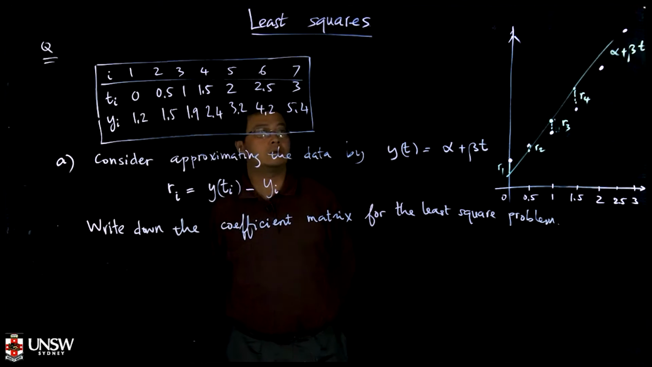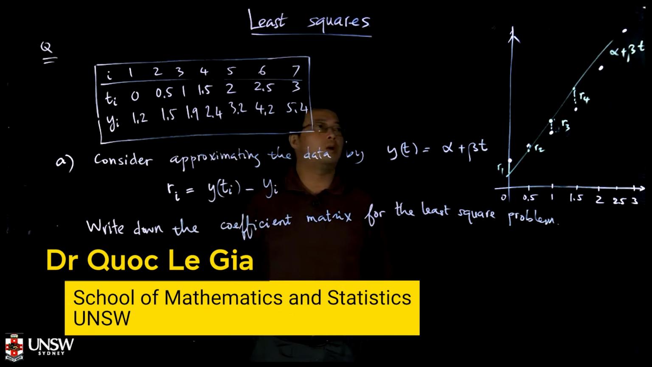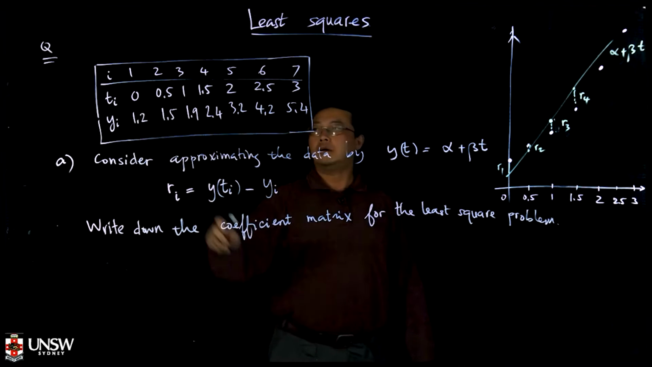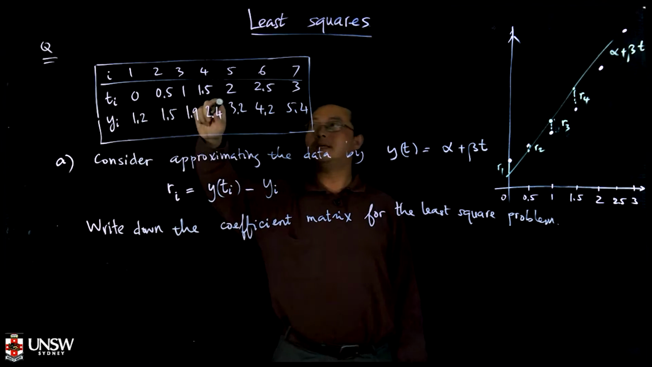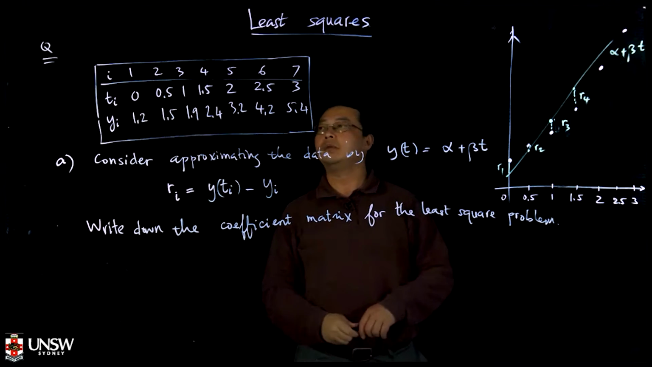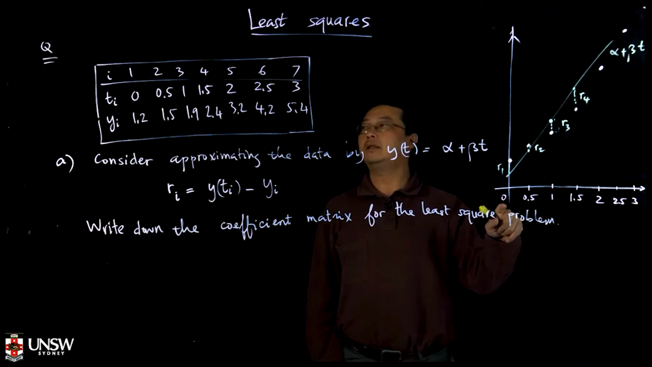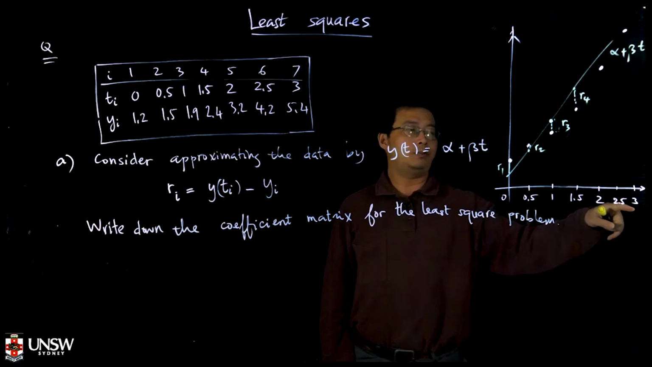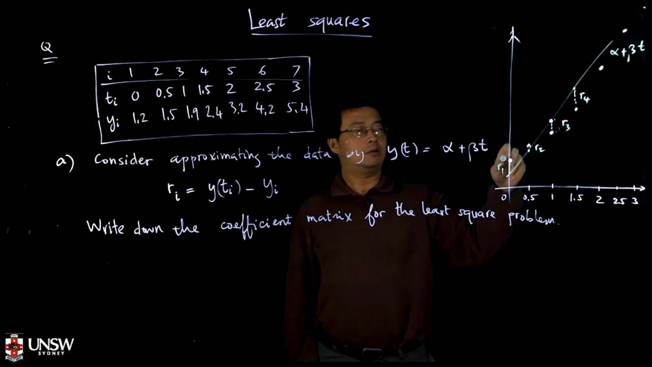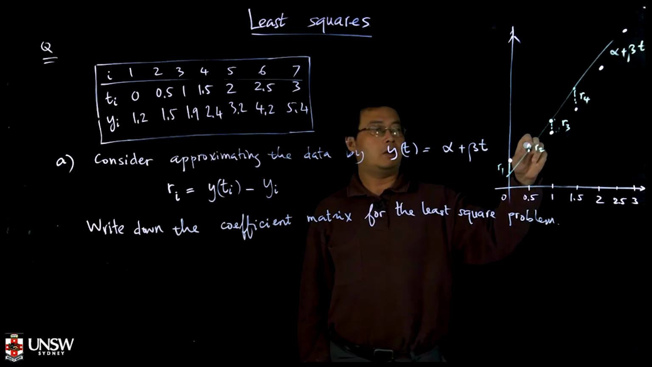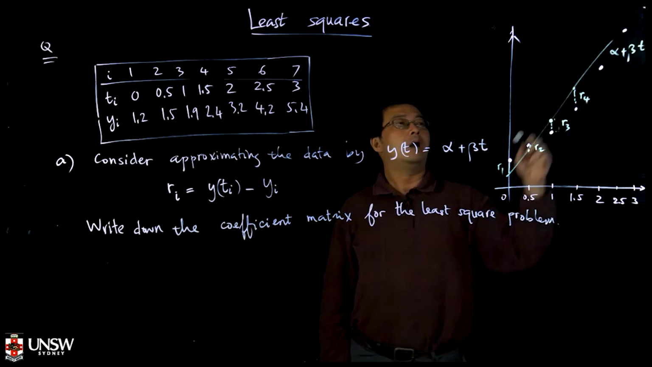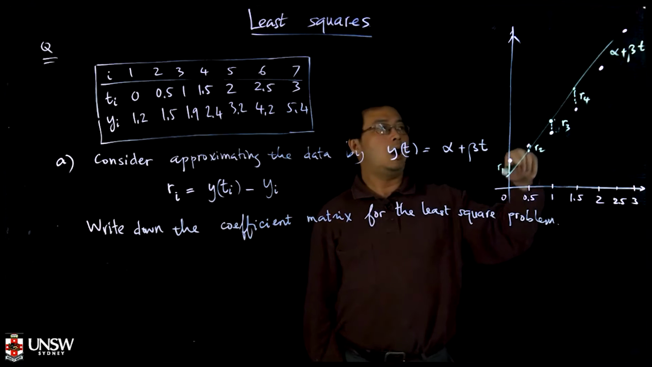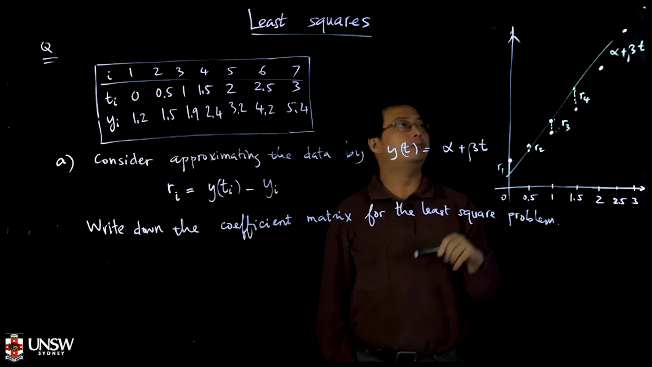Okay, so we are going to talk about least squares. The least squares problem is, suppose you have a lot of data. In this case, we have 7 data points, like the value when time equals 0, time equals 0.5, and so on up to time equals 3. You see the values of the data are the red dots. And now we try to fit a line through the data.